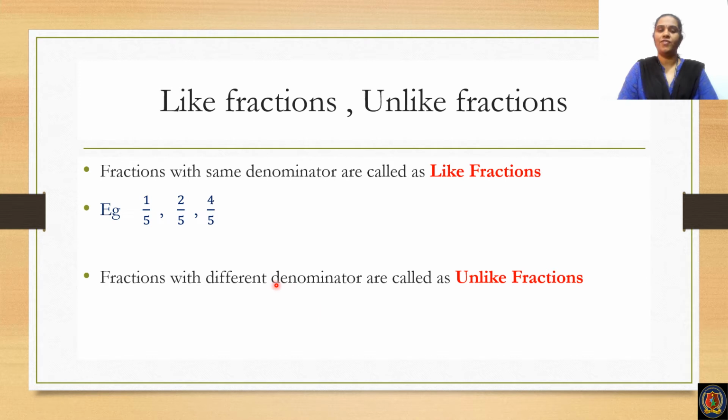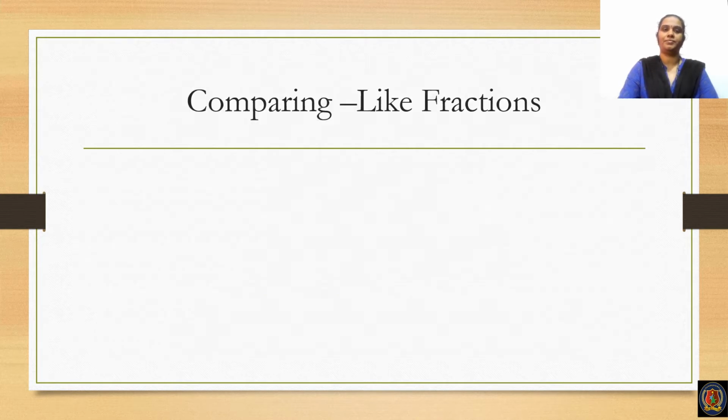Unlike fractions are the fractions with different denominators. Example: 1 by 4, 2 by 5, 4 by 7. Here the denominators are all different. Such fractions are called unlike fractions.